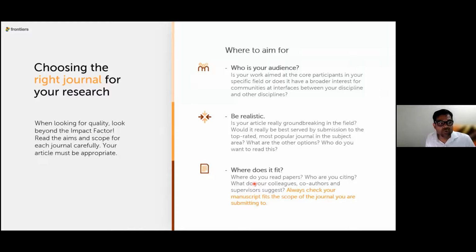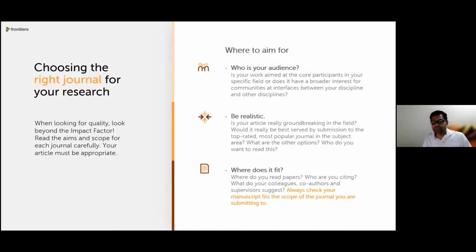Now, when we choose a journal, it's very important. You should really need to know these 3-4 things. Who is your audience? You don't really want to put it in a journal where you don't think that it will go to your correct audience. If you are, for example, an entomologist, it will go to entomologists, okay? So I think your work aimed at the core participants in your specific field, okay? You should know your audience. Also, be realistic. So is your article really groundbreaking in the field, would it really be best served by submission to the top rated, most popular journal? So you need to really see whether some people, they think that, I'm just giving example, don't take me wrong.